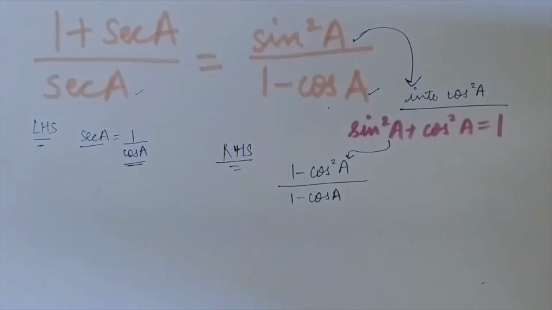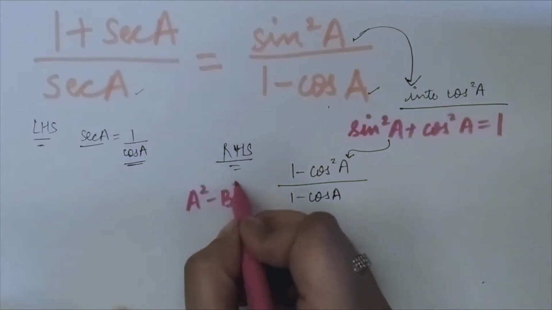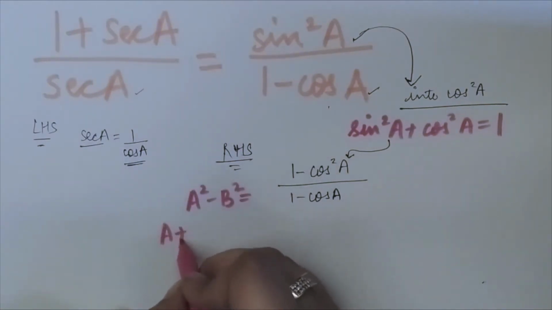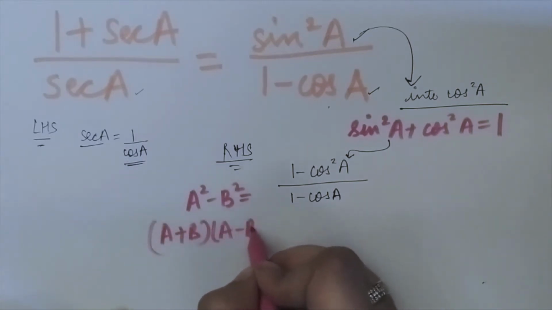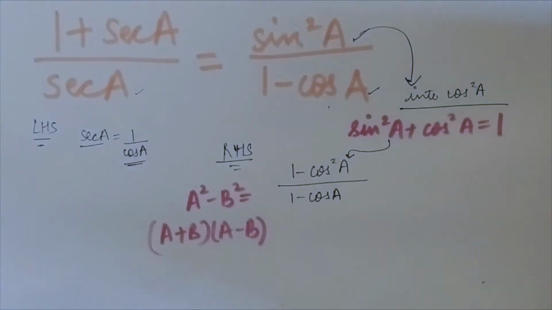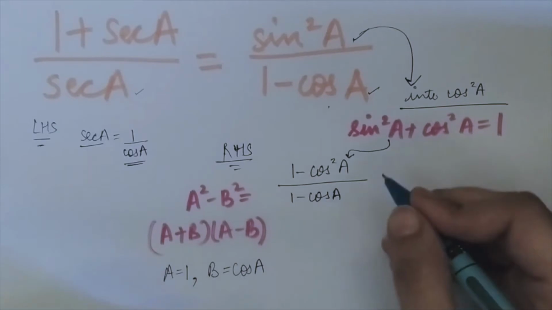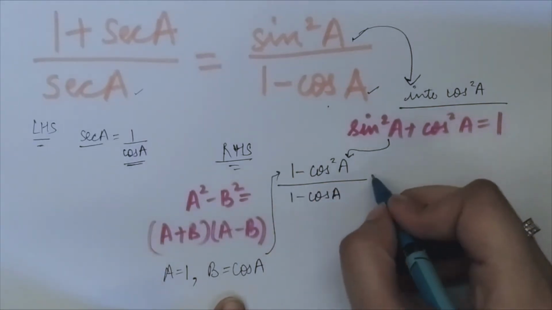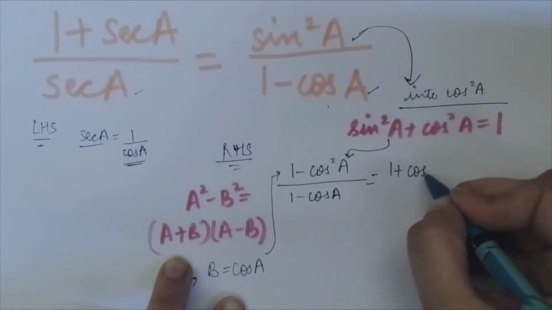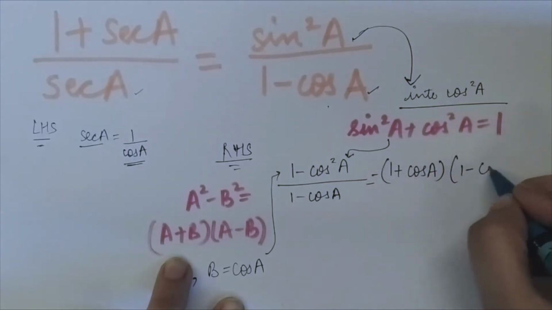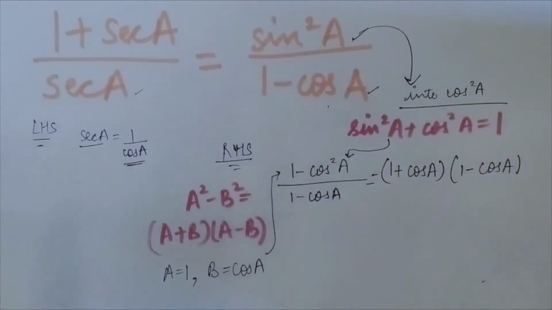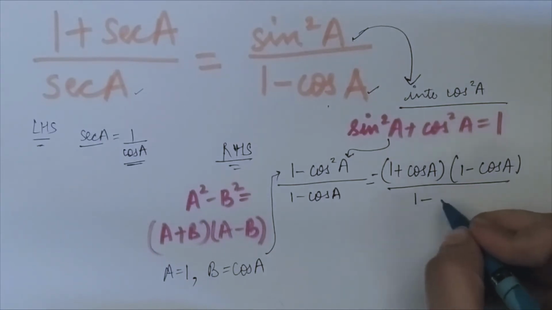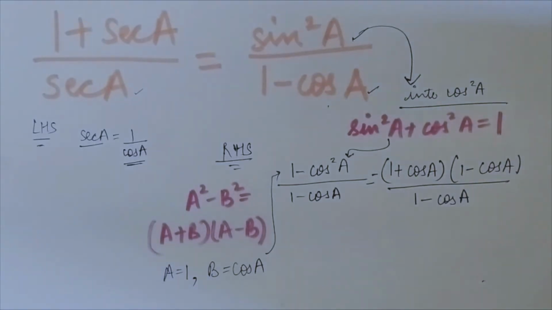Now using one more property, that is a square minus b square is equal to a plus b, a minus b. Using this property in the numerator, see here a is equal to 1 and b is equal to cos of a. Just check this properly and we will write 1 plus cos of a, 1 minus cos of a. You can see that most of the properties of 9th class are used here. So you must remember those properties. We can write 1 minus cos of a. See here the term 1 minus cos of a gets eliminated.